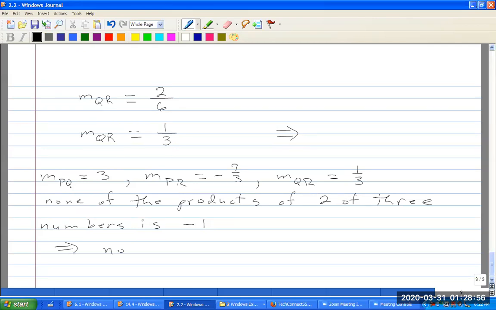Okay, so none of these are perpendicular. And that's your answer.